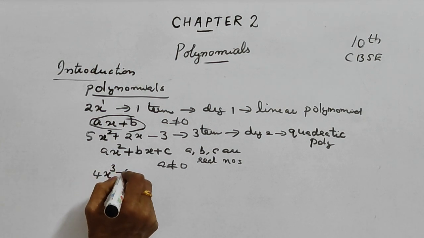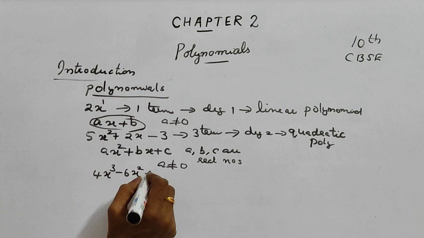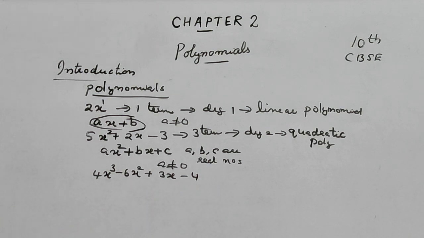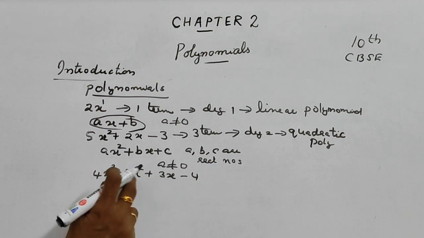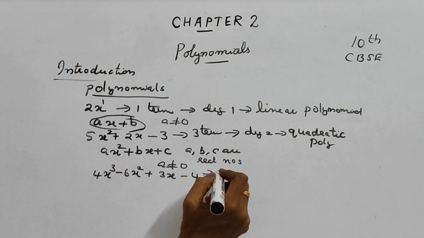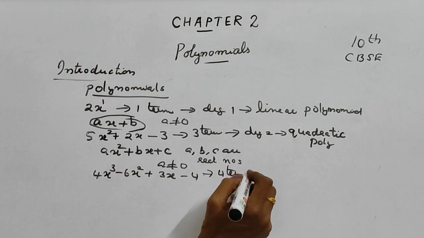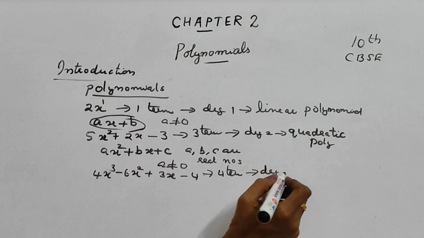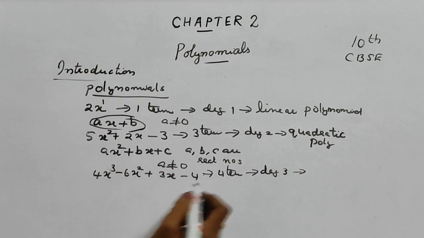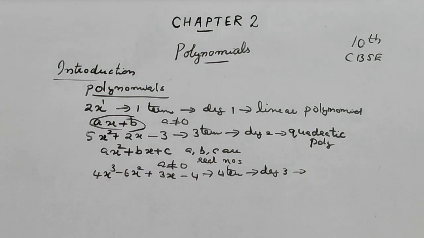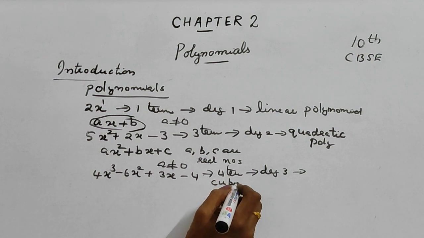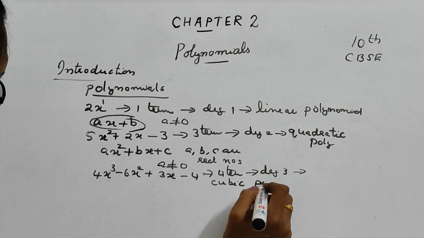Now, 4x cube minus 6x square plus 3x minus 4. See here, how many terms? 1, 2, 3, 4 terms. This is a polynomial. What is its degree? Degree is 3. It is called by the name cubic polynomial. Linear, quadratic, cubic. Cubic means 3.